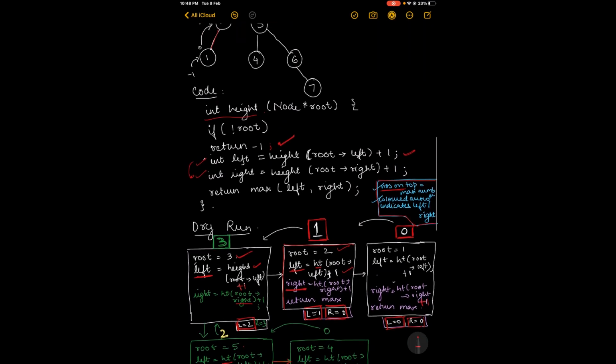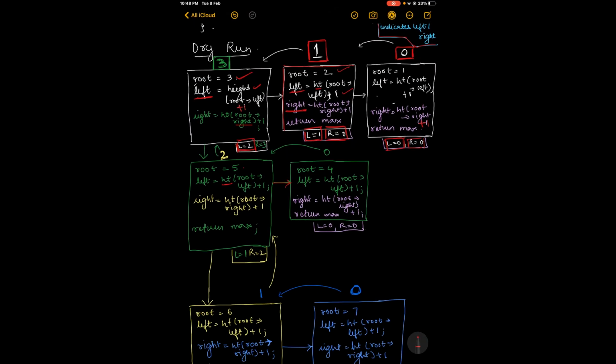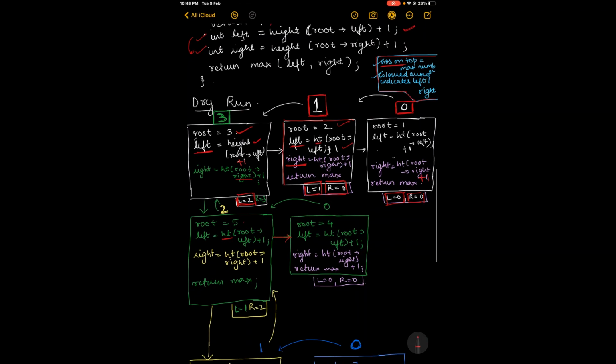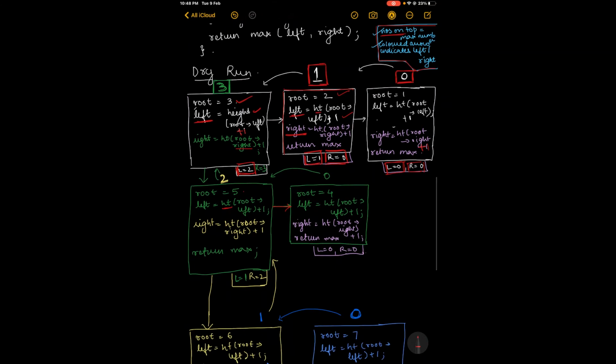So root is equal to 4. 4 is the left child of 5, as you can see from the diagram. So again this is root is equal to 4, left is equal to height root left plus 1. This clearly 4 has no children, neither on the left nor on the right. So this will be minus 1 plus 1 equals 0. So this is justified. Left is equal to 0 is justified.